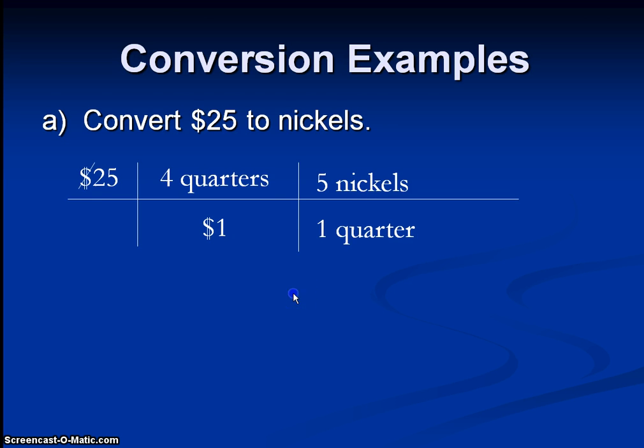Now we can check that all our units cancel. So we have dollars on the top and the bottom, we have quarters on the top and on the bottom, and we're left with nickels. So now we're ready to calculate it. All you have to do is multiply across the top and divide by everything on the bottom. So it would be 25 times 4 times 5 divided by 1 divided by 1. Obviously you don't need to type in 1 in your calculator, but this is just to show you how to set it up. And you get 500 nickels.